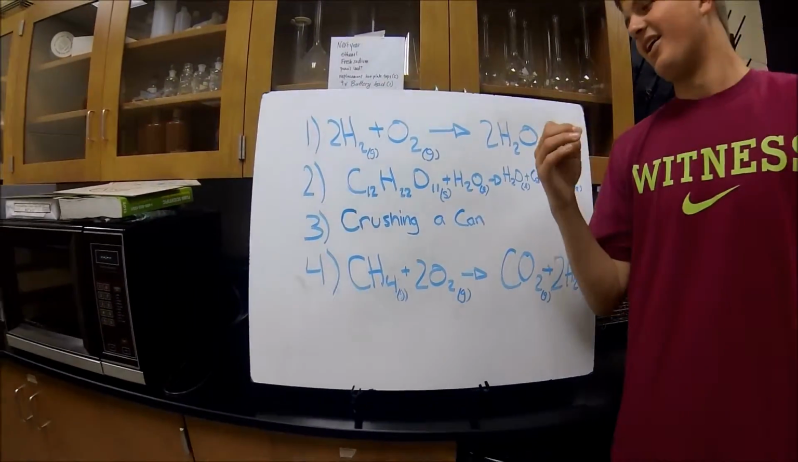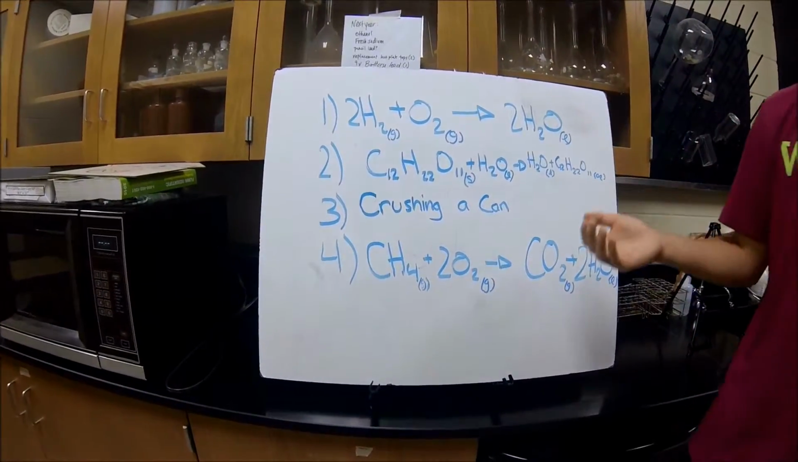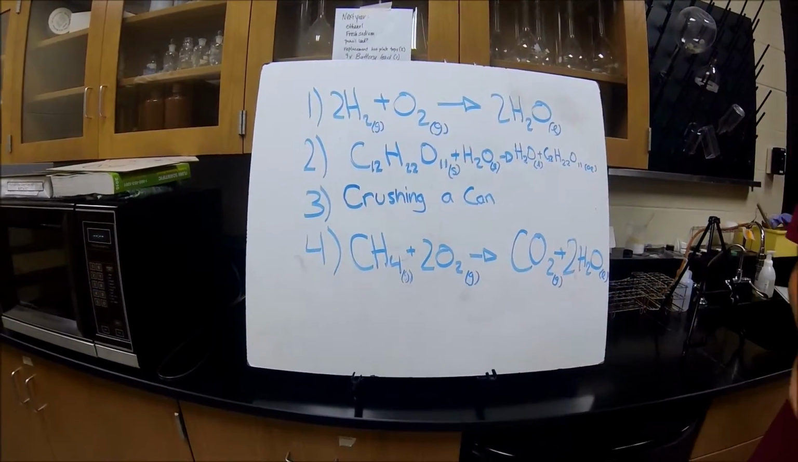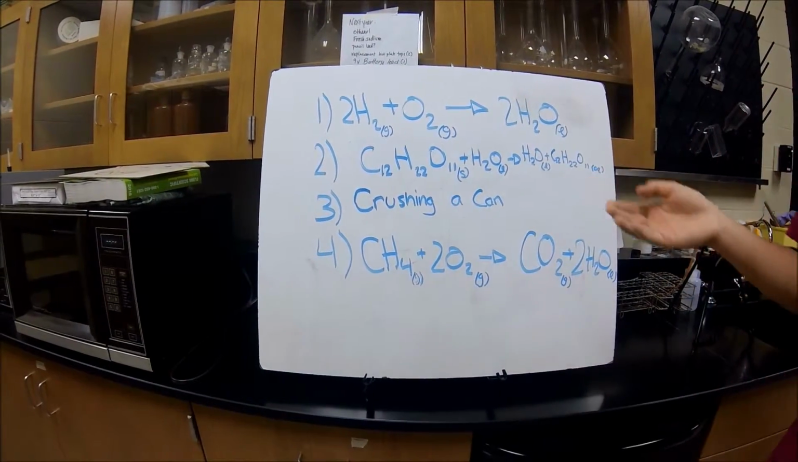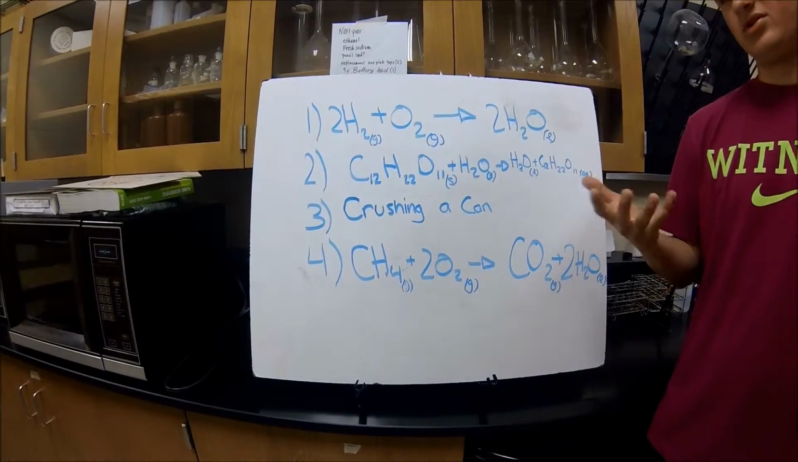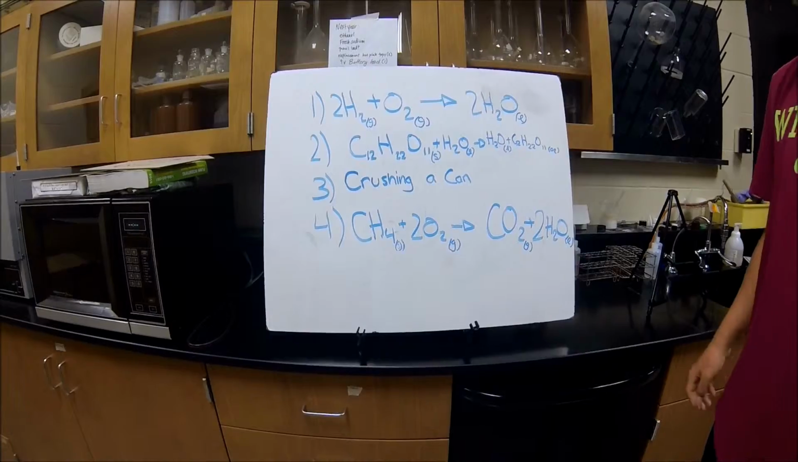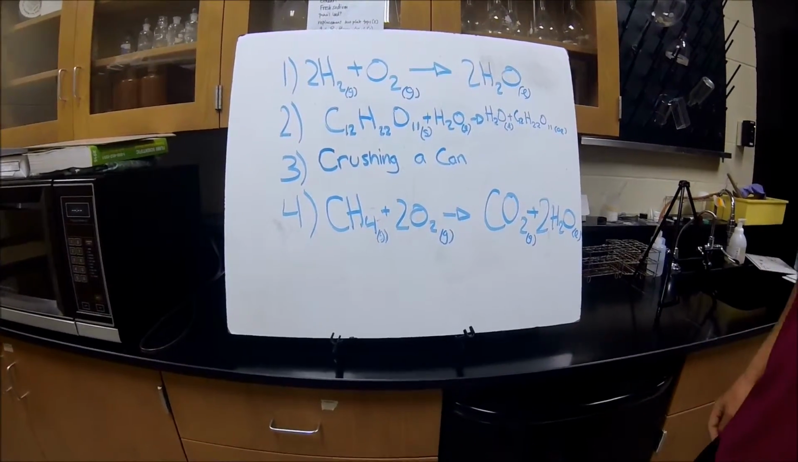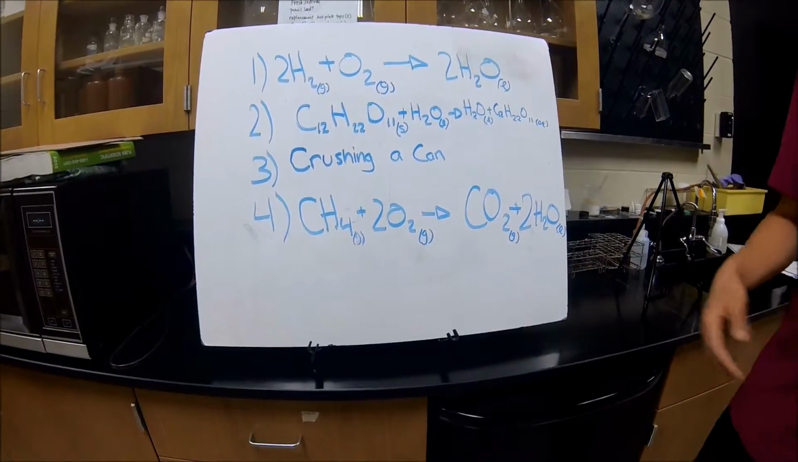Alright, and onwards to 3, crushing a can. It may not be a chemical formula or equation, but it is still a physical change because a can is just changing its shape. Know what I'm saying? And on to number 4, CH4 plus 2O2 makes CO2 and H2O. That is another chemical change.